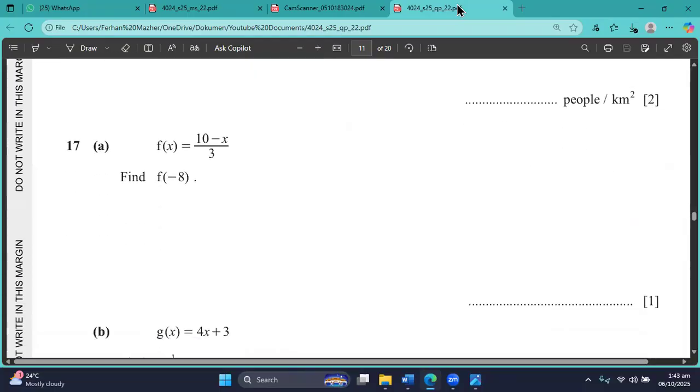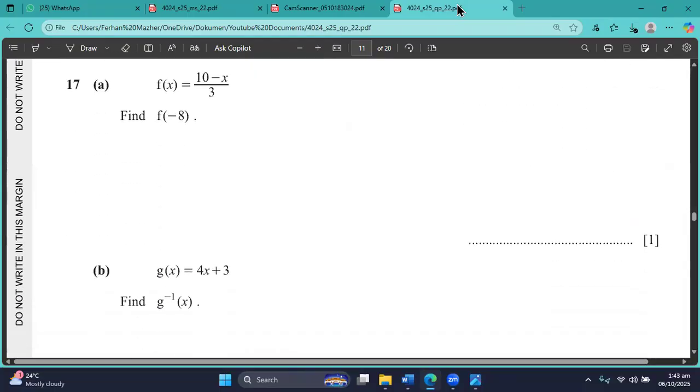Question number 17, part a. It says f of x, the function, is given as (10 minus x) divided by 3.